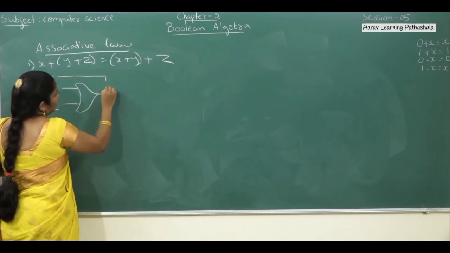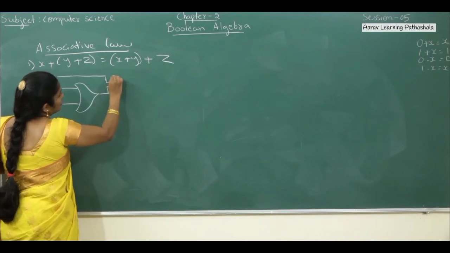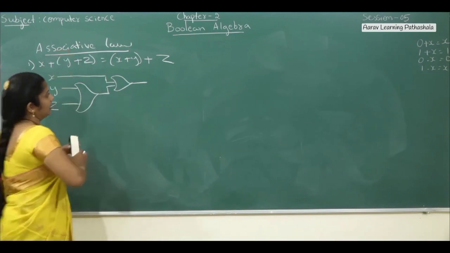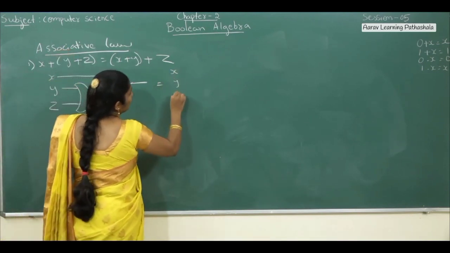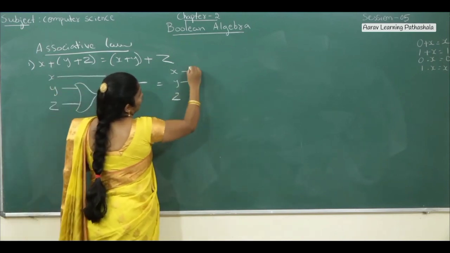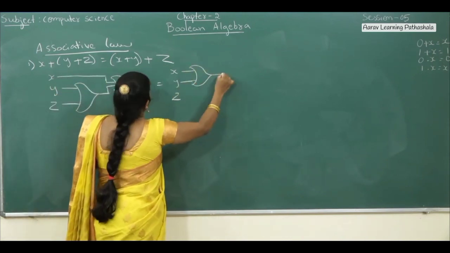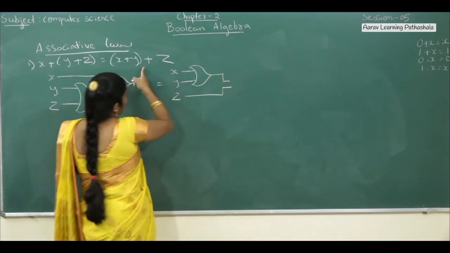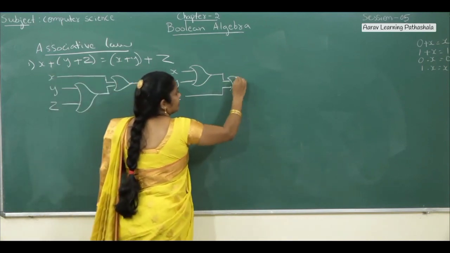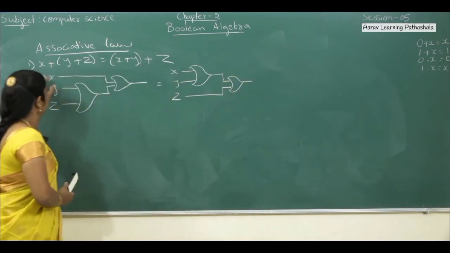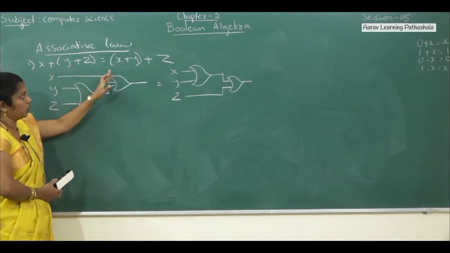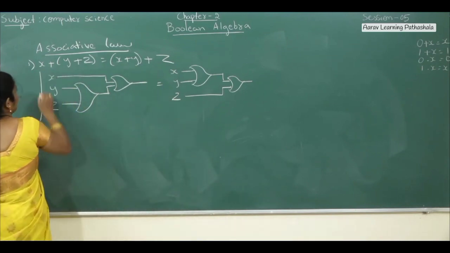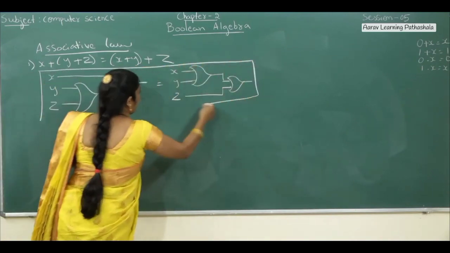Then here once again we have to take the reverse C symbol only. This is the circuit diagram for the first part, x plus y plus z. X and y are connected here with the reverse C shape. Then next, z is written in between. Then z is also connected with a plus operator, once again a reverse C shape. That is nothing but x plus y plus z equals x plus y plus z. This is a circuit diagram to represent this associative law.